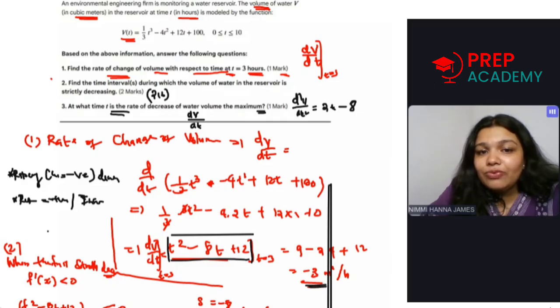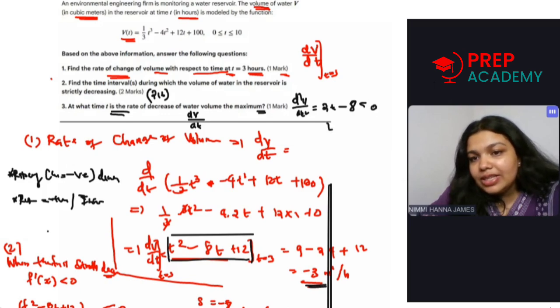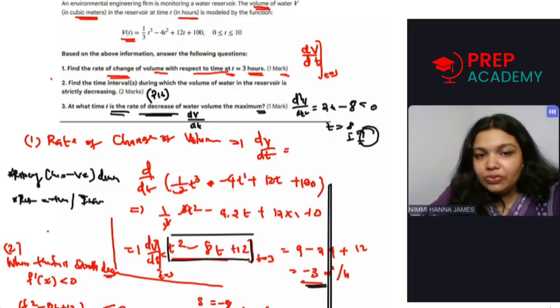Now we want to find what t is. It is given that the volume is maximum. If it is a maximum value, it should be less than 0. So when 2t minus 8 is less than 0, t is equal to 8 by 2, that is 4. So when time is 4 hours, we have the maximum rate of decrease.